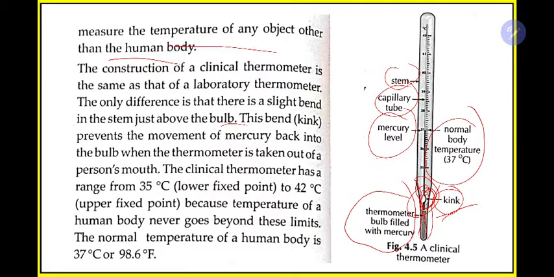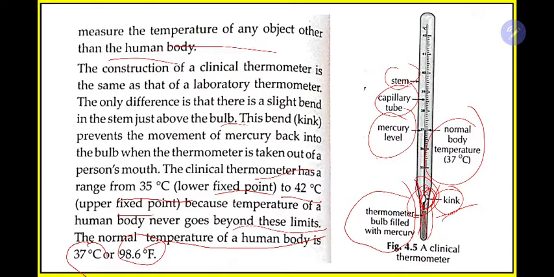The clinical thermometer has a range from 35 degrees centigrade to 40 degrees centigrade, the lower fixed point and upper fixed point, because the temperature of a human body never goes beyond these limits. The normal temperature of the human body is 37 degrees centigrade or 98.6 degrees Fahrenheit, the normal body temperature without fever.